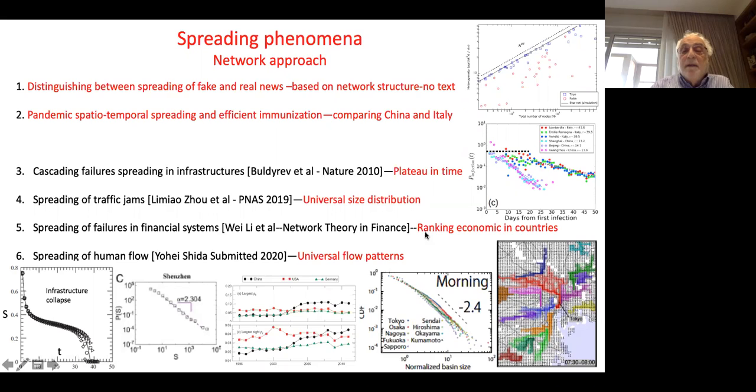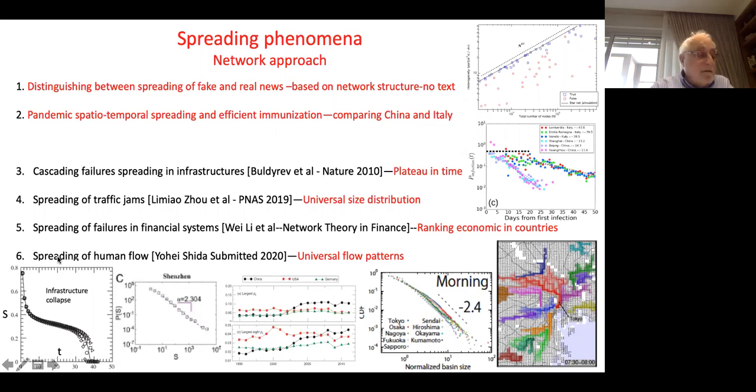And in this way we can rank economies in countries, which economy is more stable than others. For example, we can see in this figure that China was lower than the USA and Germany before 2002, but it becomes stronger after 2002, stronger in its economy. And we can see the transition very nicely using the spreading of failures. We assume a failure in the financial system and we see how it spreads and how it breaks the system.